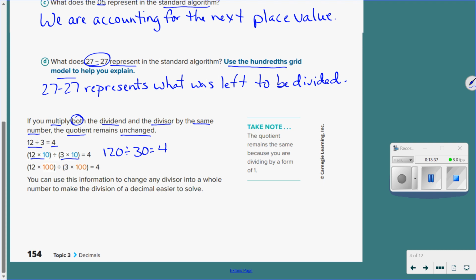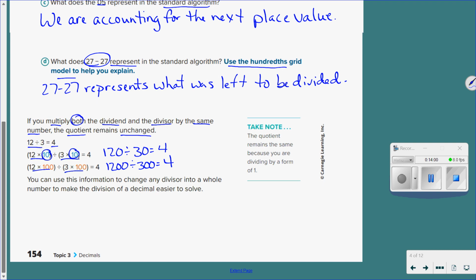What if I do it by 100? 12 times 100 is 1,200. 3 times 100 is 300. 1,200 divided by 300 is 4. Did my quotient change? No. Why? Because I multiplied both of them by the same number.